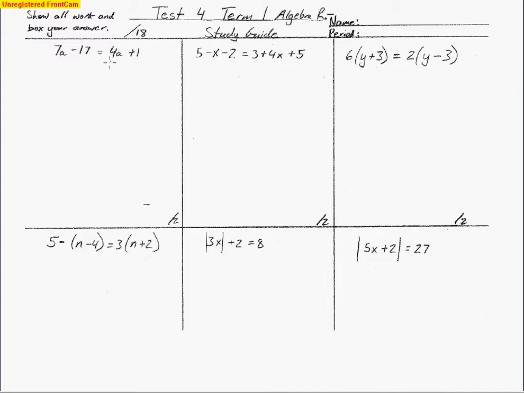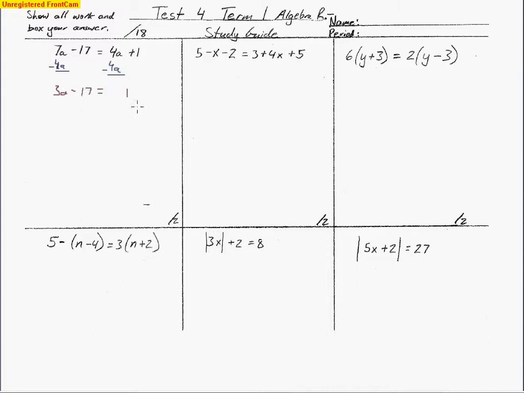So the first step I'm going to end up doing is bring the variables to one side of the equal sign. Now it doesn't matter whether you bring them to the left or bring them to the right. You'll still get the same answer either way. So when I do this, I'm left with 3a minus 17 equals 1.